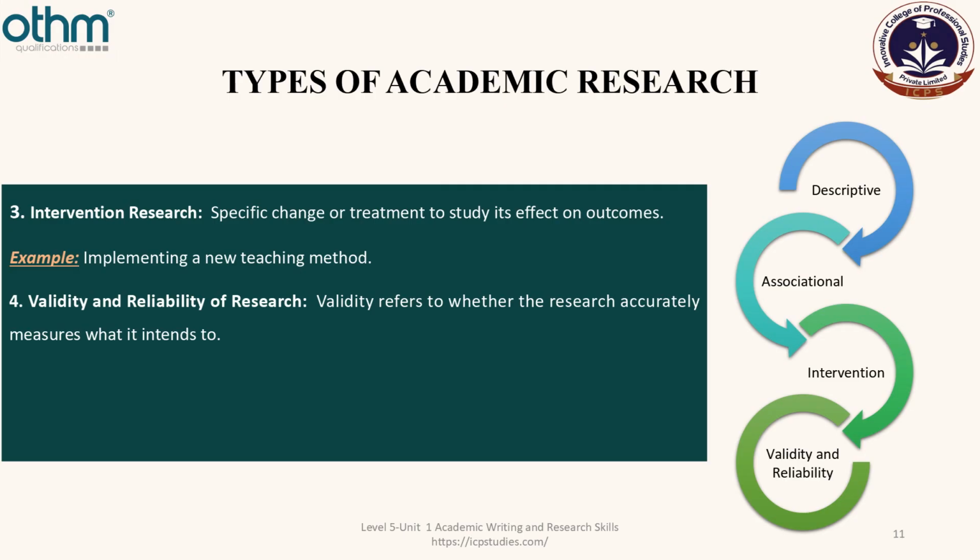So validity refers to checking whether the research accurately measures what it intends to measure or not. Then we have reliability. Reliability refers to the consistency of the results of our research over time.